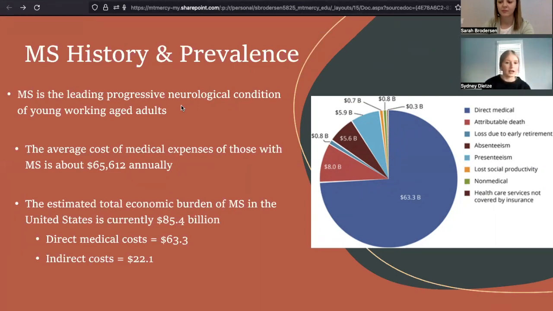And then the total economic burden of MS in the United States is currently $85.4 billion, with direct medical costs being $63.3 billion, with the 3 largest cost components being prescription medications for these patients at 54%, clinic administered drugs at 12%, and outpatient care at 9%, and then indirect costs being about $22.1 billion. And then this chart just kind of breaks down those indirect costs a little bit more.